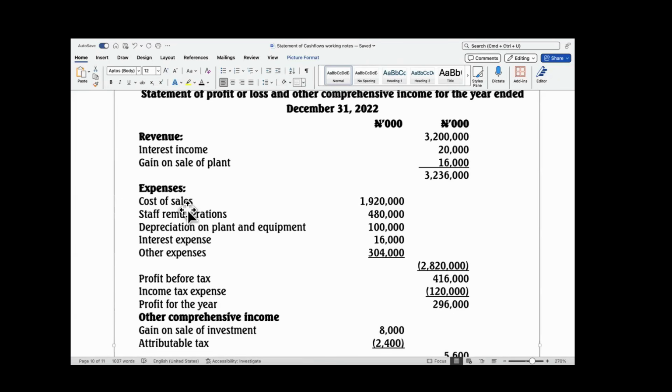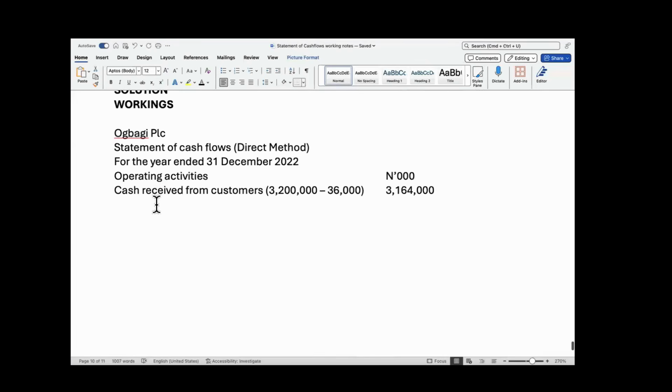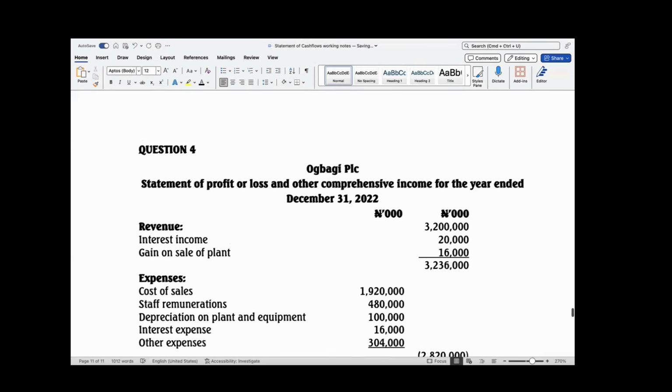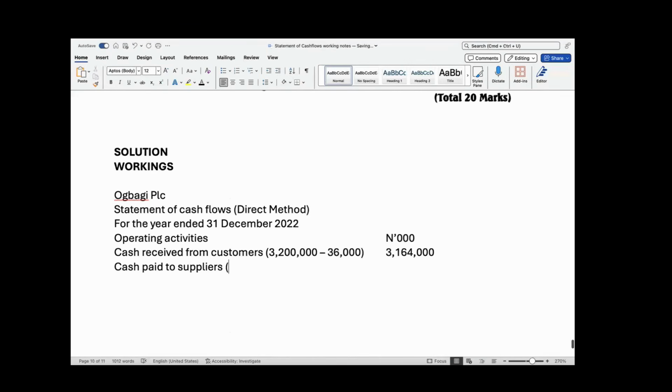I move to expenses. The first item here is cost of sales, and my cost of sales is 1,920,000. In my cost of sales, what I need to extract is the cash paid to suppliers.